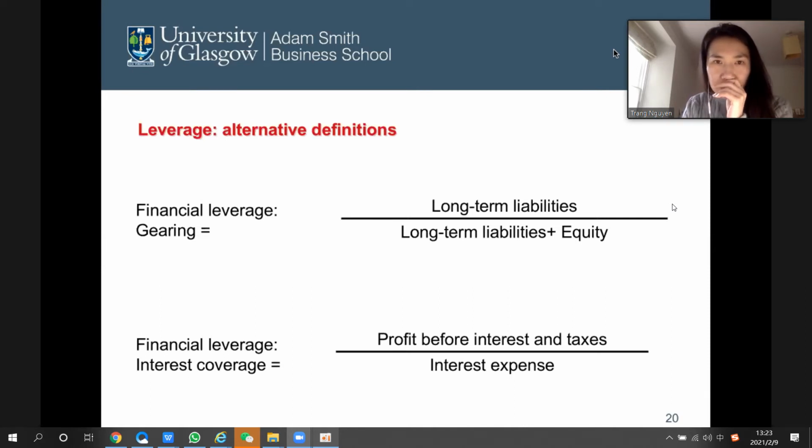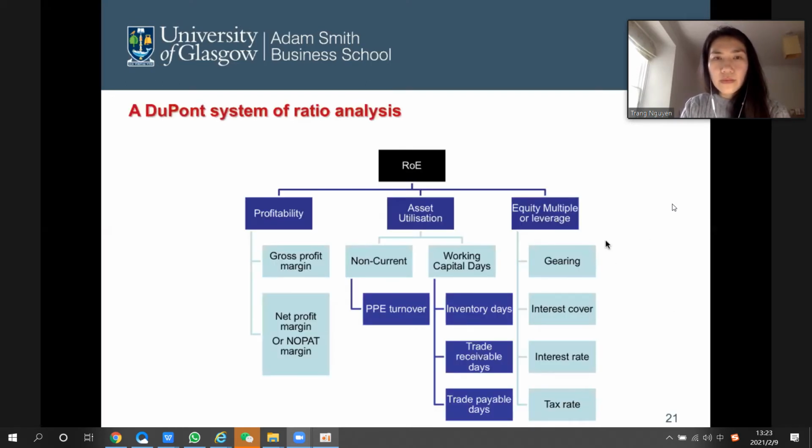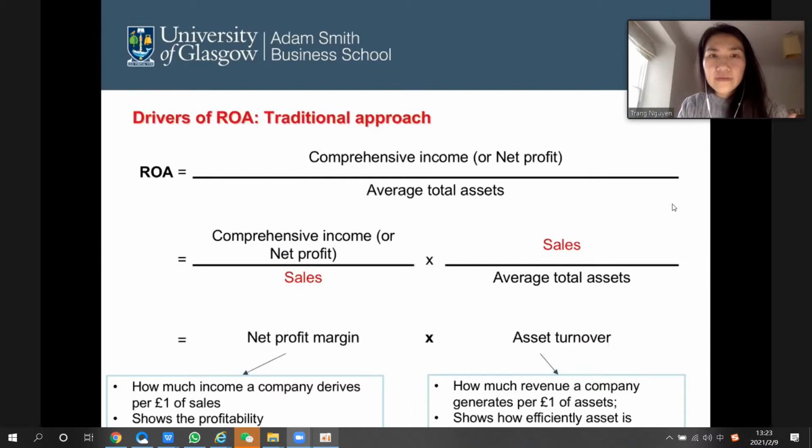I have another question: for the traditional way or the alternative way for ROE decomposition, which one is used in the group assignment? Okay, I will go on and then I will answer this part for you. When we just analyze ROA and leverage, we can analyze ROA further based on net profit margin and asset turnover.